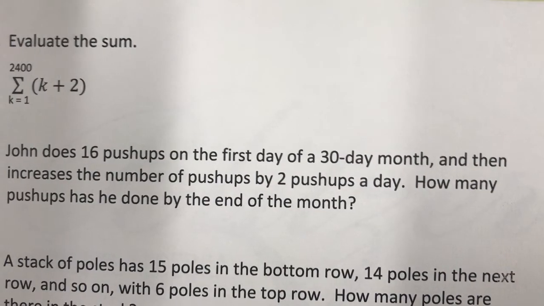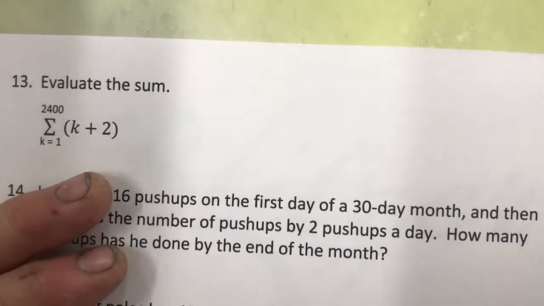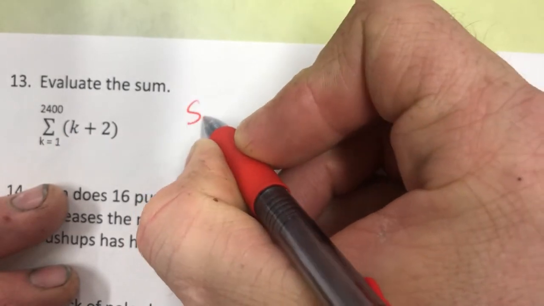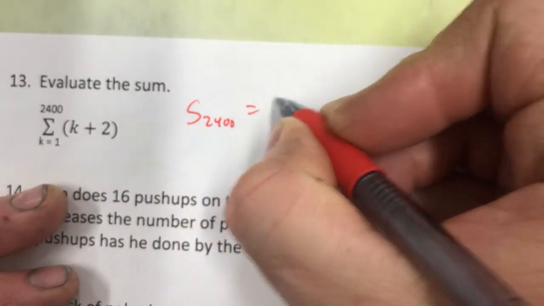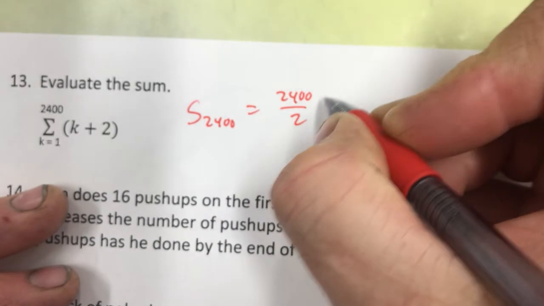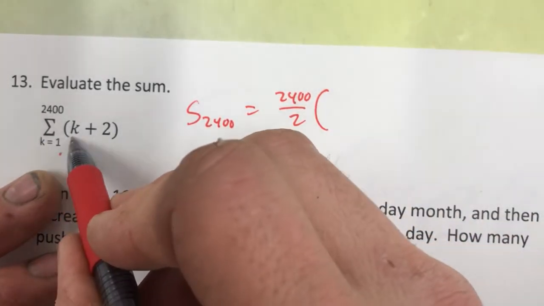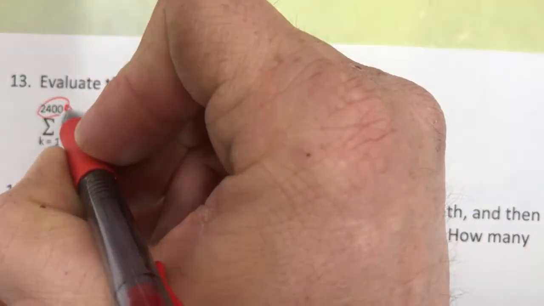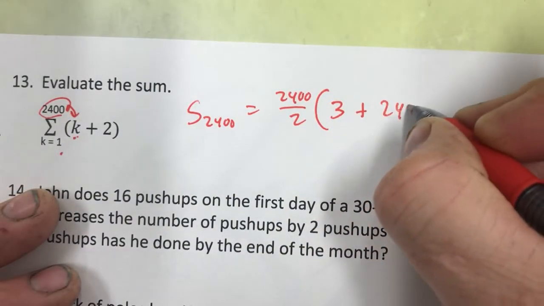Okay. There's another one. Evaluate this sum. All right, so 2,400 minus 0. We're going to find the sum of these 2,400 numbers. It's going to be 2,400 divided by 2 times the first one. So if I put 1 in there, 1 plus 2 is 3. If I put 2,400 in there, 2,400 plus 2 is 2,402.